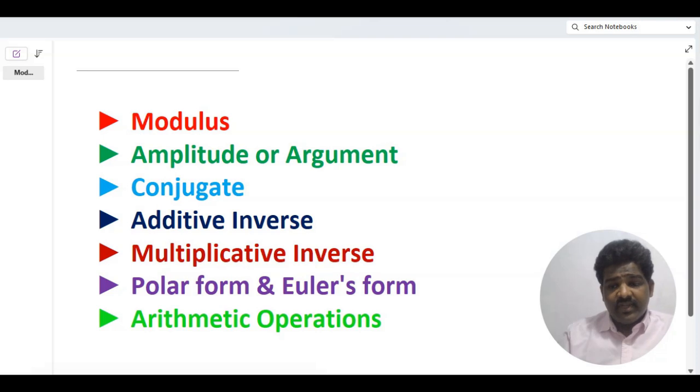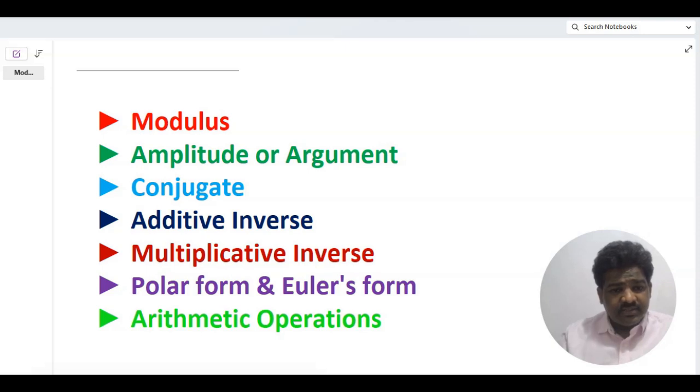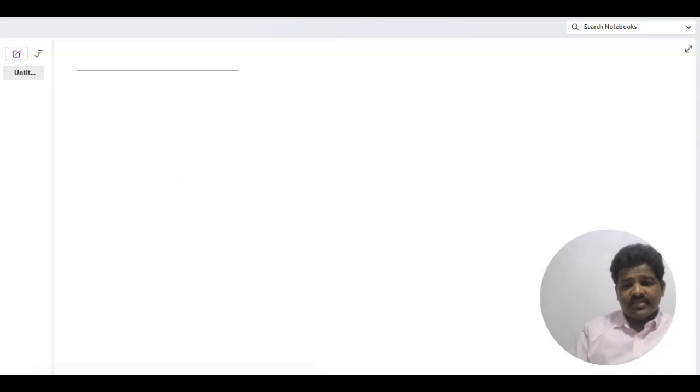Next, we will discuss modulus. What is modulus? What is amplitude, argument, conjugate, additive inverse, multiplicative inverse, polar form, Euler form, and arithmetic operations of complex numbers. First, we'll see about modulus.